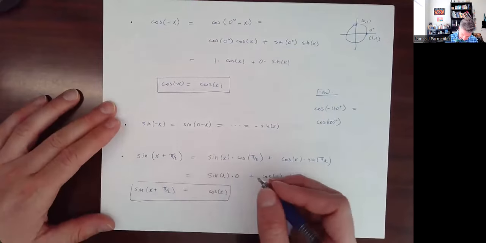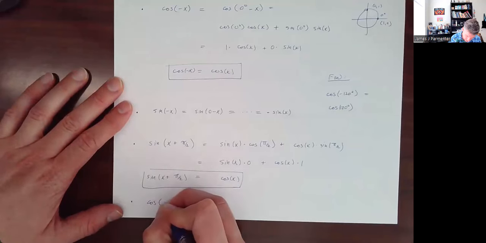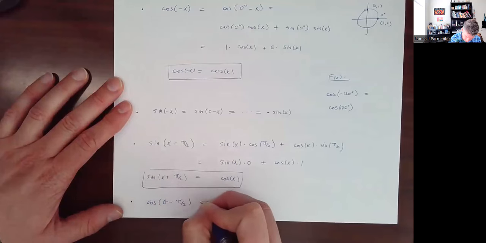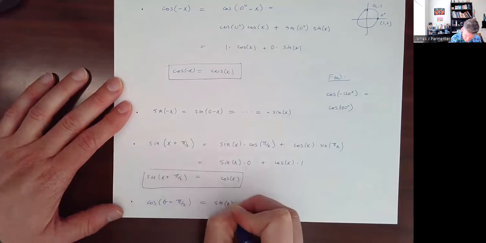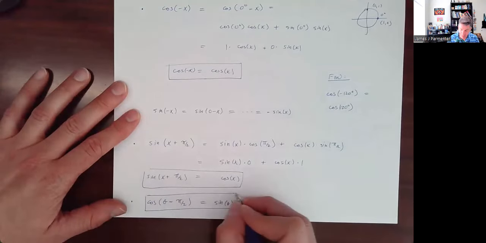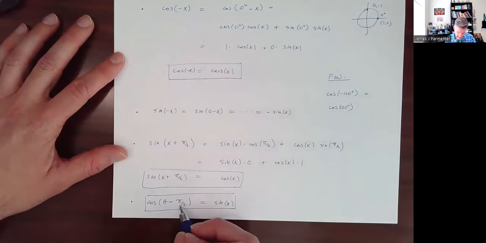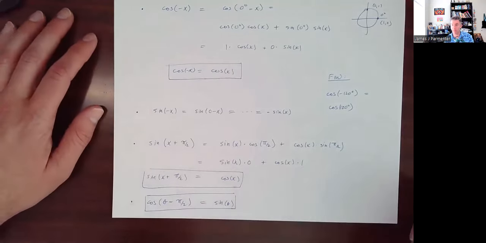In a similar way, and again, I would encourage you to do this on your own, you can show that cosine of theta minus pi over 2 is equal to sine of theta. I think it's worth doing. I'll probably ask you to do it on the homework assignment anyway. And let me just double check. That's cosine theta, cosine pi over 2. Yep. Plus, yeah, that works out.